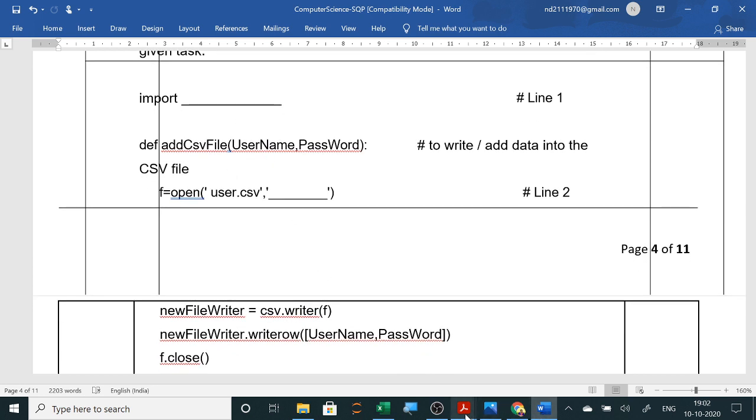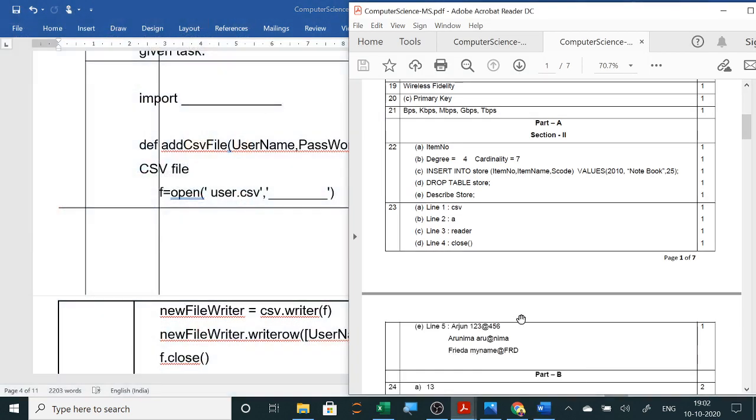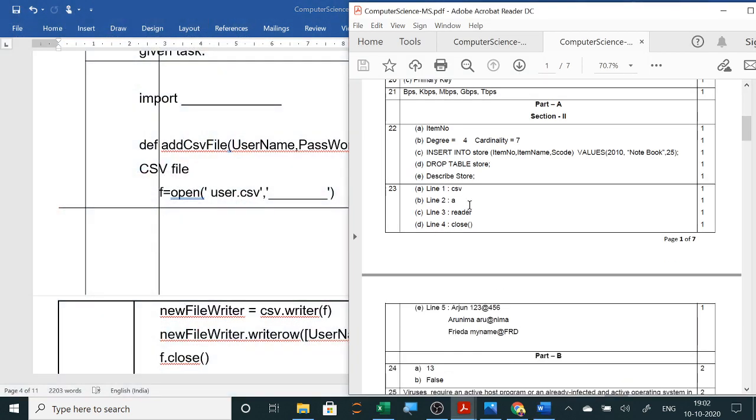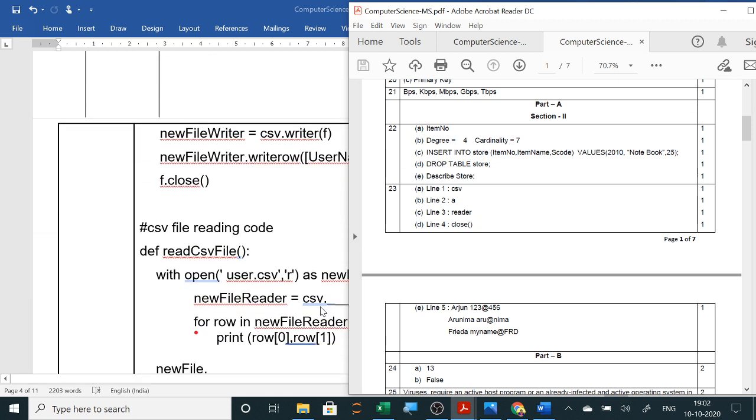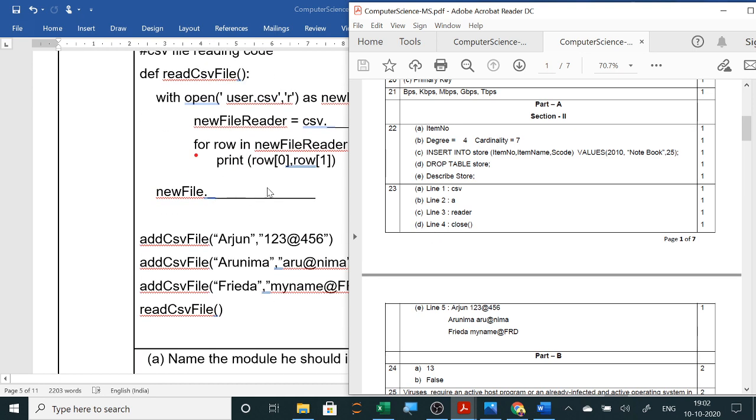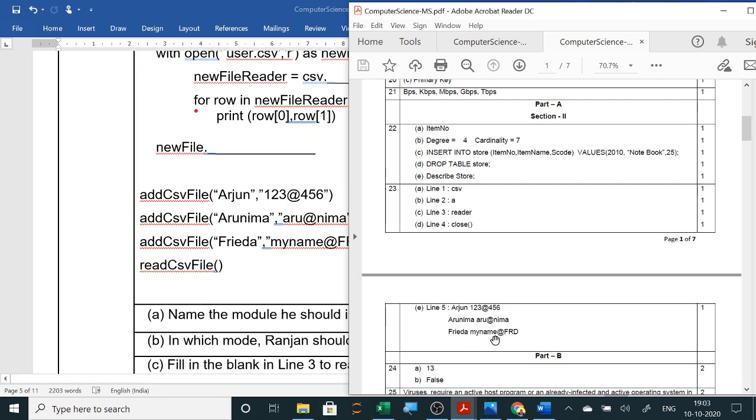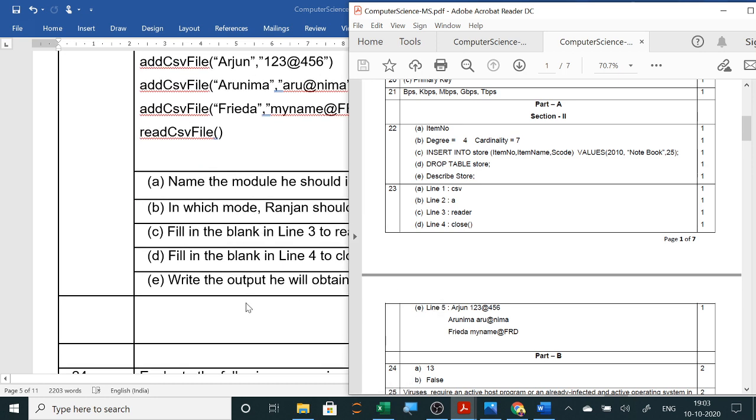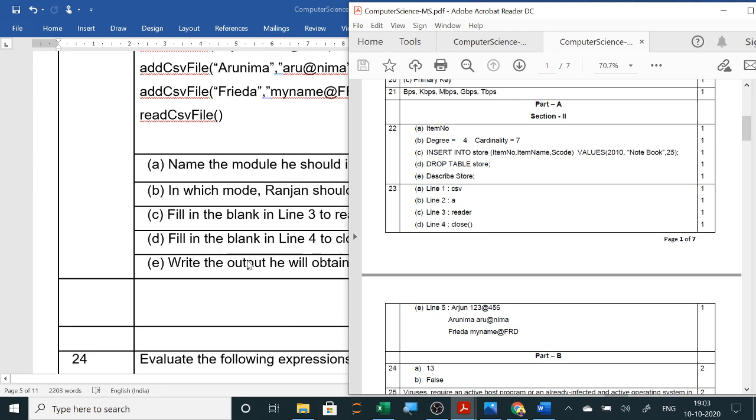And then the next one is append mode, we are using it because we are writing in the file. Then reader we have used to read the contents. You can see here csv.reader. Then close we will use after our work is over, we will close it. And then line 5 at the end, these are there. So we will do it in detail again. Out of these 5 questions we have to solve 4 questions.